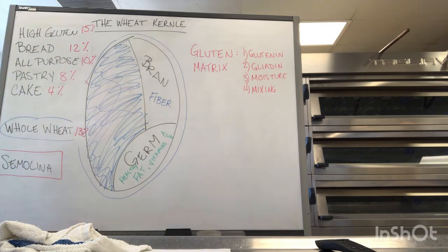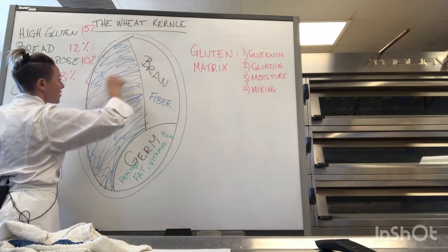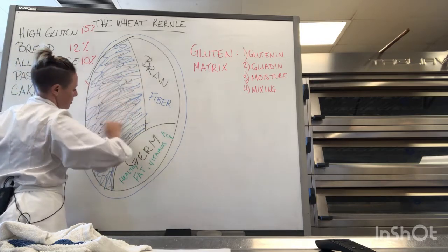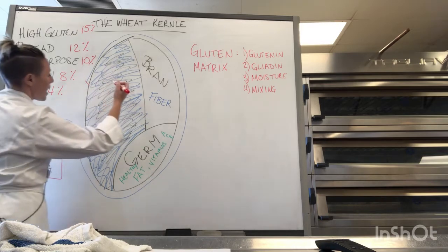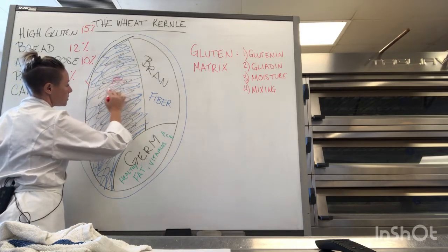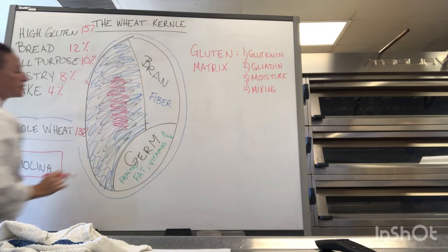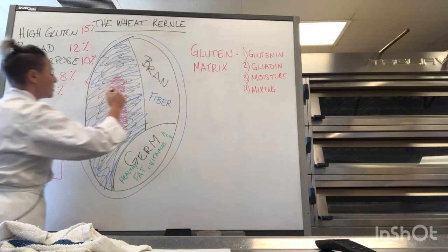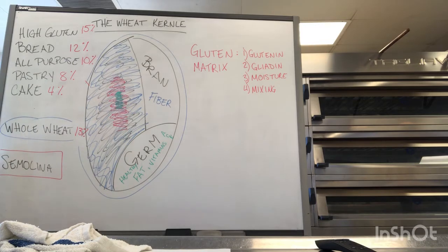Your bread flour comes in just a little bit. Bread flour is a little bit further in, but again, basically the whole thing. Pastry flour now starts to come a little bit towards the center. And cake flour is processed just from the very, very center.